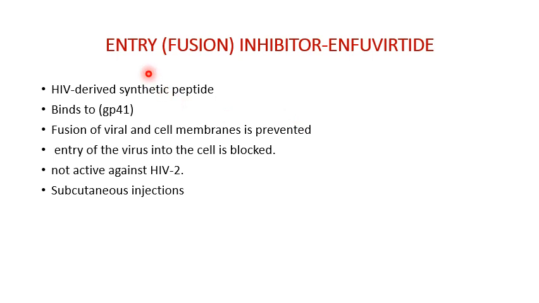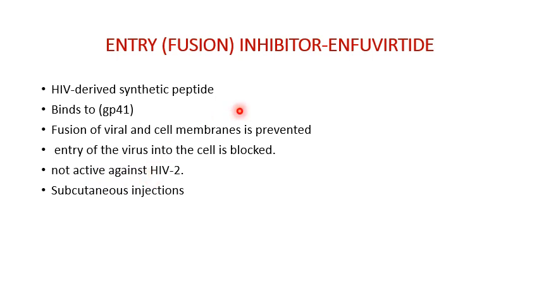Next we will move on to the next group of drugs, fusion inhibitor or entry inhibitor, enfuvirtide. This drug is derived from the HIV peptide. It is a synthetic peptide derived from the virus itself, and it binds to glycoprotein 41. We all know that GP41 is responsible for the fusion of the virus with the host T cell. So it binds to GP41 and prevents the fusion of the viral and cell membranes, and hence the entry of the virus into the cell is blocked. It acts only against HIV-1, not against HIV-2.